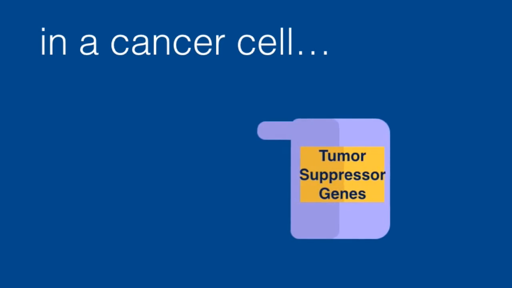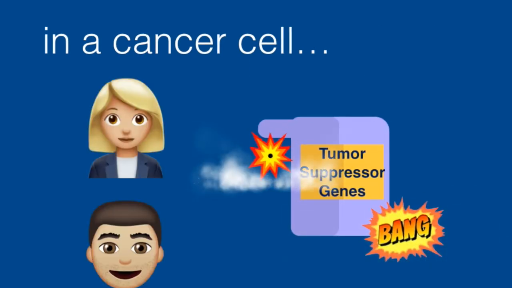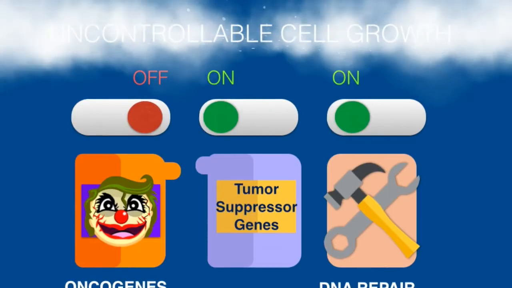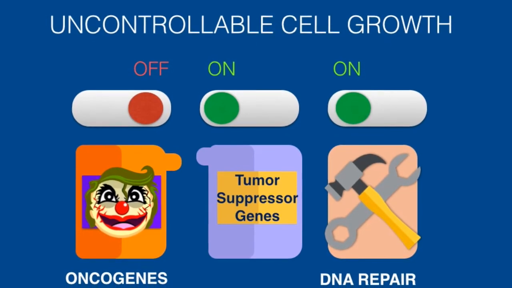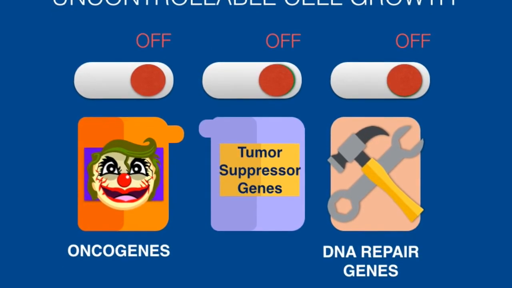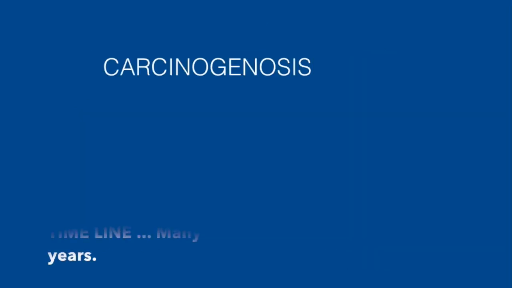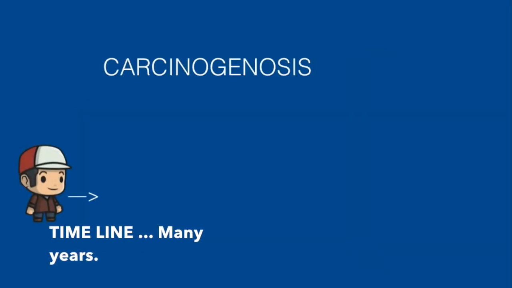Yikes! In a cancer cell, tumor suppressor genes from your mom and your dad are both damaged. This all leads to uncontrollable cell growth when your DNA repair and tumor suppressor genes are switched off and your oncogenes are switched on. Carcinogenesis is a multi-step process.